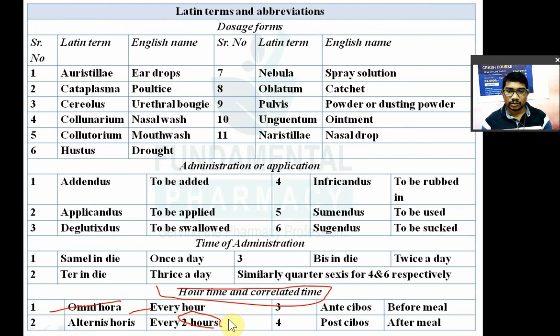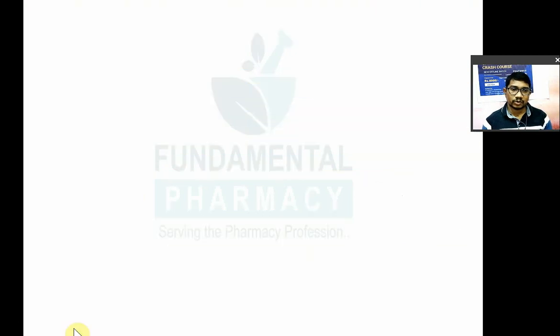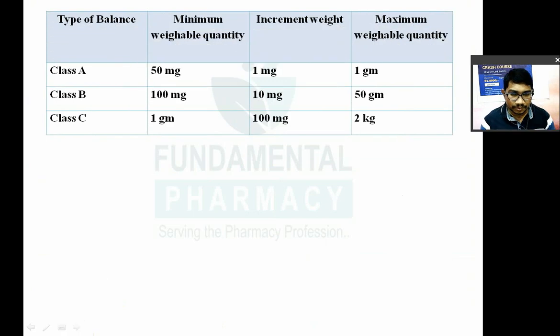Then ante cibos means before meal. A question on this has come recently. And post cibos means after meal. Cibos means meal. Ante cibos means before meal, post cibos means after meal. So these are a few Latin terms which are very important. There are many other terms too, but at least these are important. They used to ask these questions.